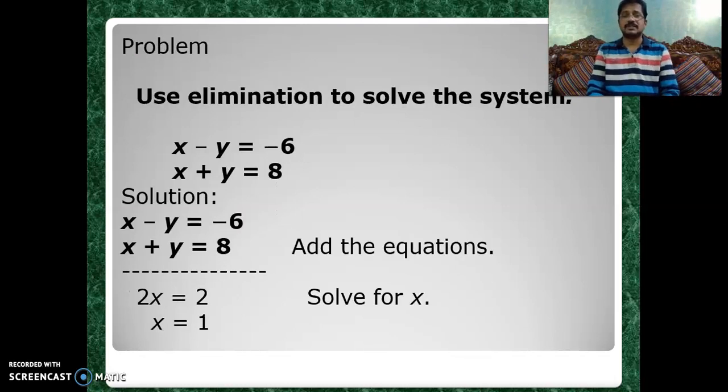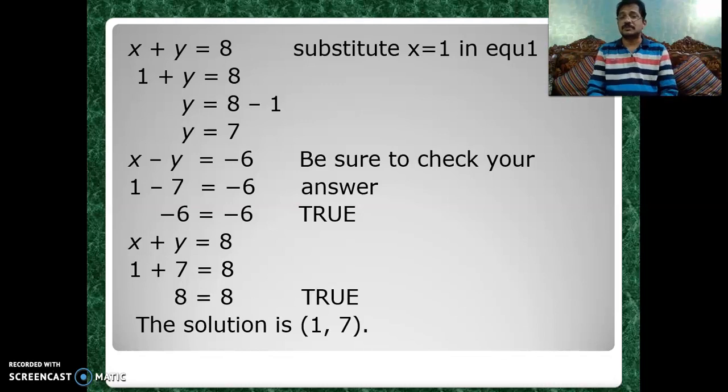Correct? Now come to one more example. Use elimination to solve the system of equations: x minus y equal to minus 6 and x plus y equal to 8. Very fast you have to complete. So which method are you going to use? Addition. What is the reason? The y coefficients are the same with opposite sign. So x minus y equal to minus 6 and x plus y equal to 8. When you add them, y will be eliminated. 2x equal to 2, x equal to 1. So when you substitute x equal to 1 in x plus y equal to 8, you will get y equal to 7. So 1 and 7 are the solutions.